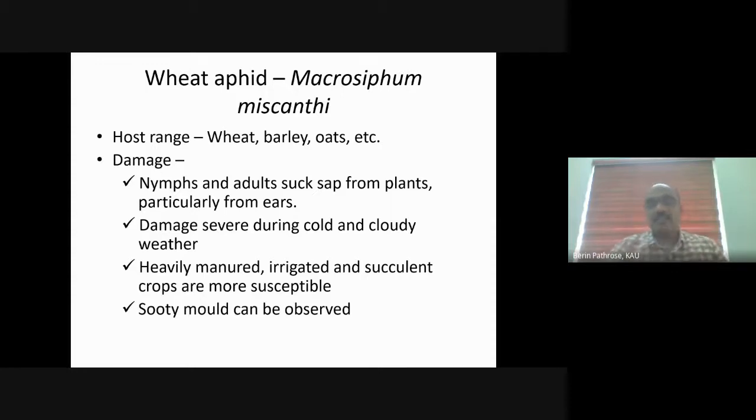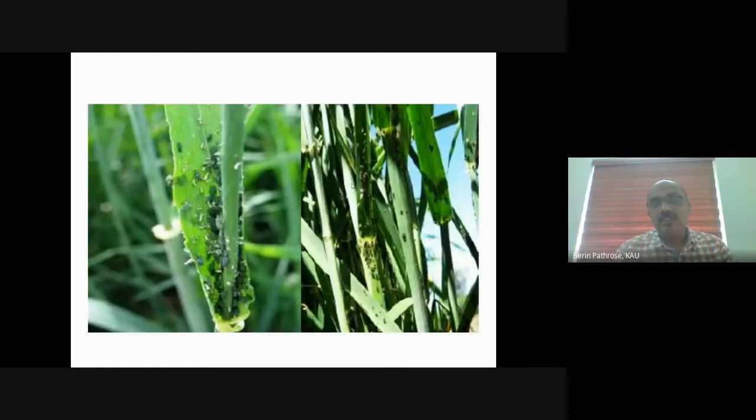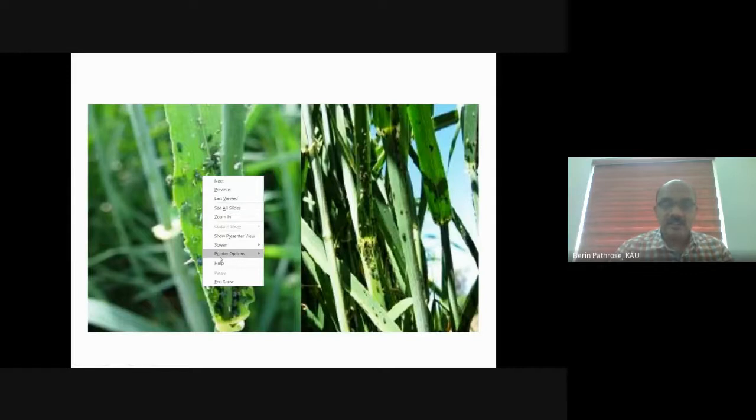So nymphs and adults suck sap from ears. The damage is severe during cold and cloudy weather. If the farmer goes for heavy manuring and irrigation, the crop becomes succulent and more susceptible to aphid infestation. And because of the excretion of honeydew by the aphids, we have sooty mold over the crop. So this is the picture wherein you can see the aphids congregating on the leaf sheath. You can see it over here.